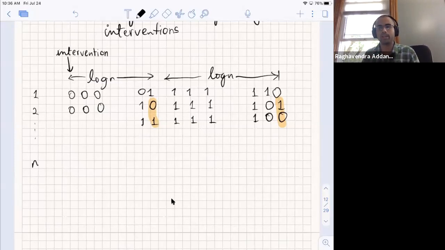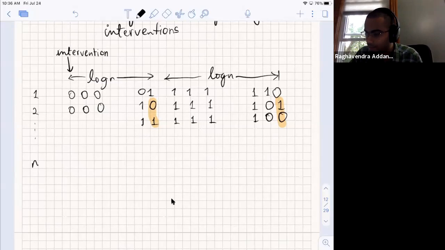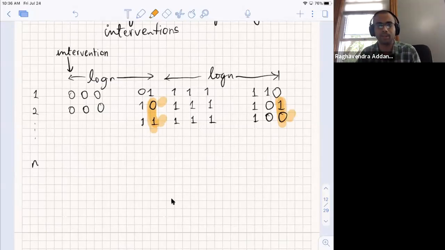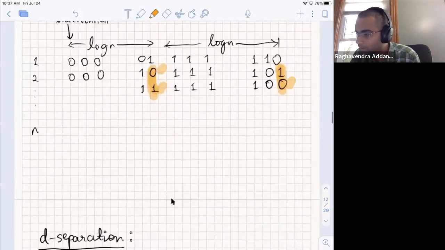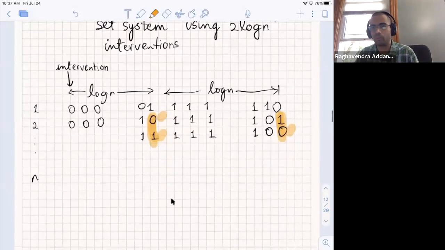So there are 2 log n interventions that satisfy the strongly separating property. For example, if you look at these 2 marked ones, 2 is contained in the last column, but not the column over here, and 3 is contained in this, but not in this. So you can see that it is strongly separating for every pair. So yeah, we want to show that.